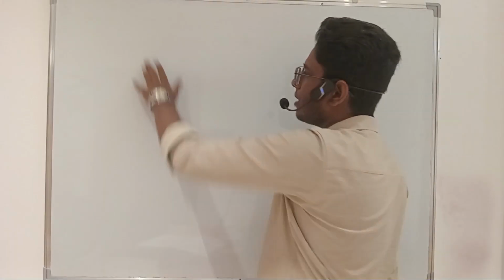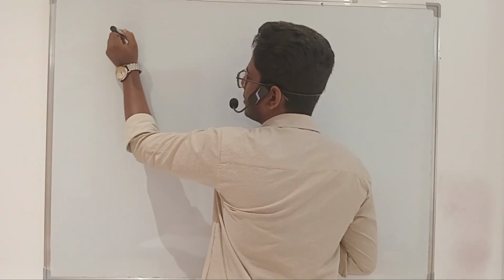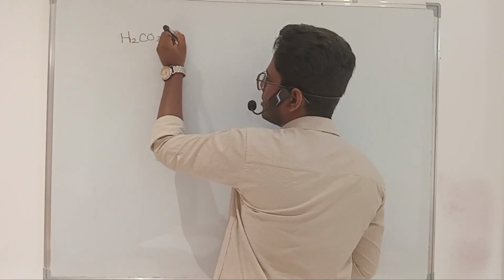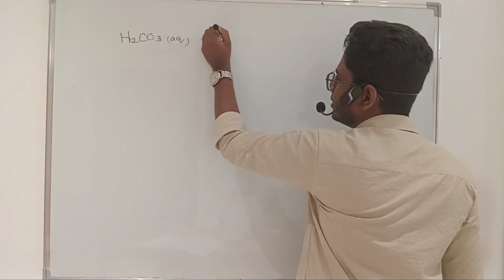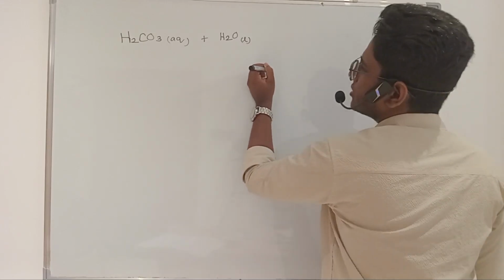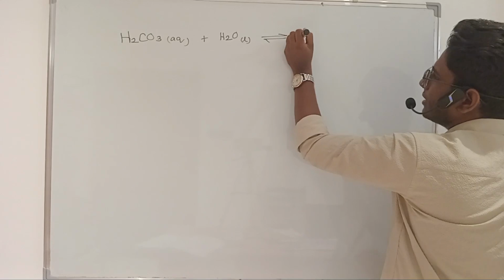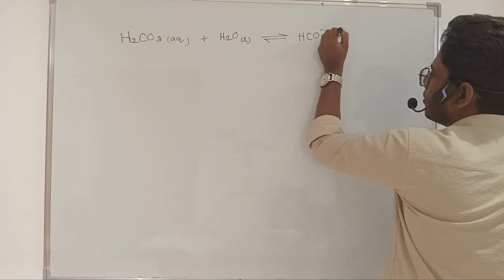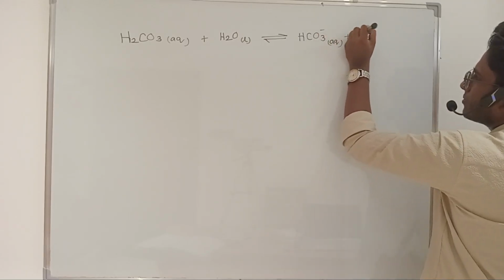First one is, if you put carbonic acid in water, what will happen? It will be ionizing, because any acid will be ionizing. Carbonic acid is an acid, so it will be donating H plus ions to the solution. If it donates, you'll be getting bicarbonate and H3O plus. That is the product you're going to get.